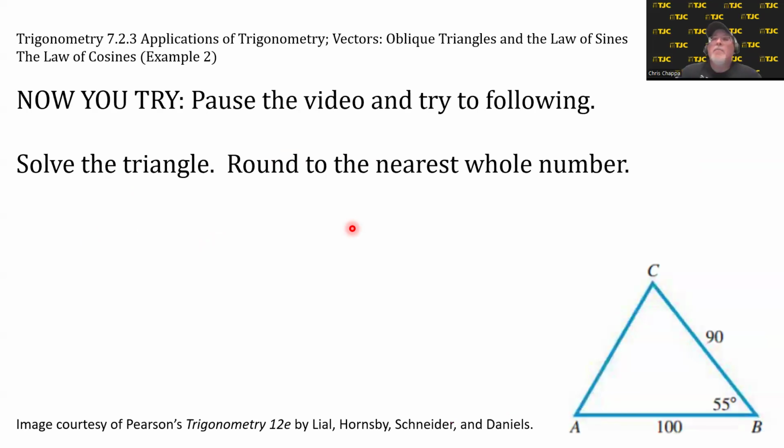If that's not the case, that's a sign that something went wrong. Now you try. Pause the video and try the following. Solve the triangle, round to the nearest whole number. Here's your fair warning if you haven't paused the video to try the problem yet. Solution in 3, 2, and 1.